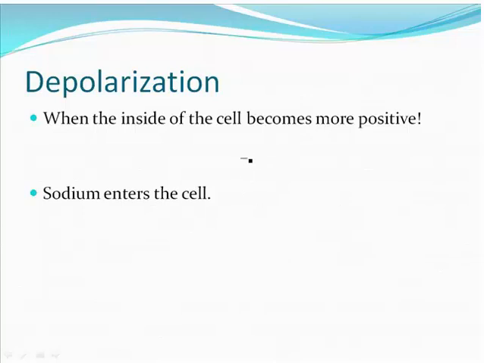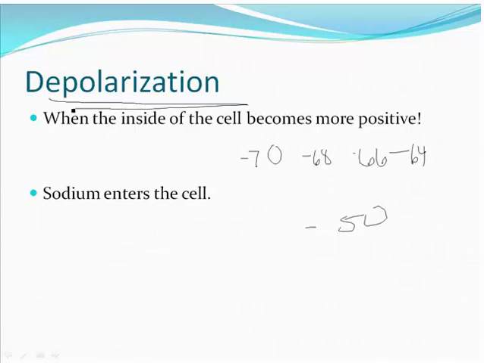So when the inside of the cell goes from like negative 70, which is its resting potential, to negative 68, to negative 66, to negative 64, to negative 50, anything that's less negative, more positive, then we say that it's depolarizing. Depolarization is when the inside of the cell becomes more positive.